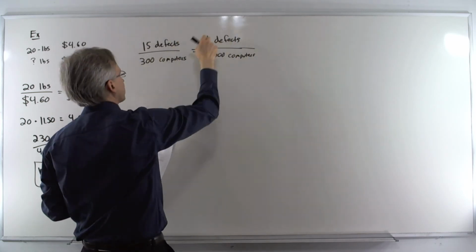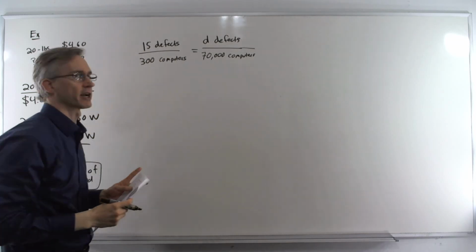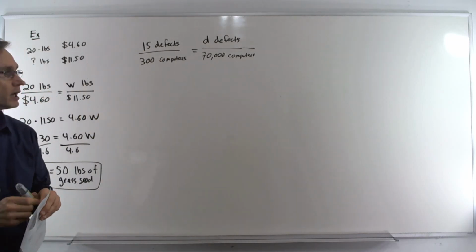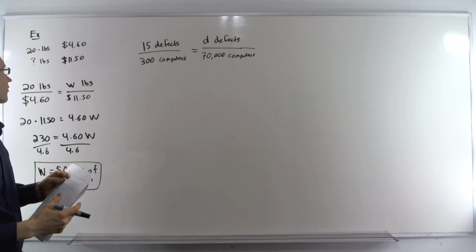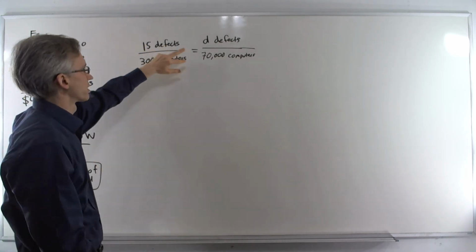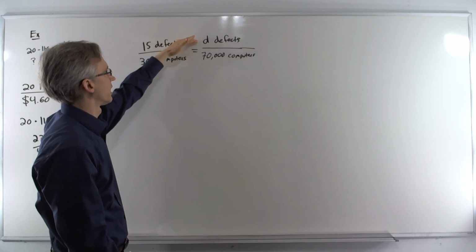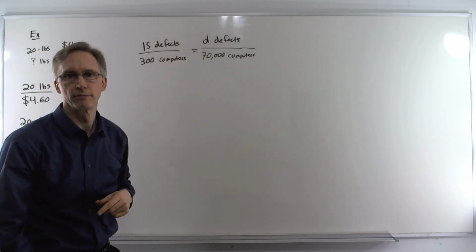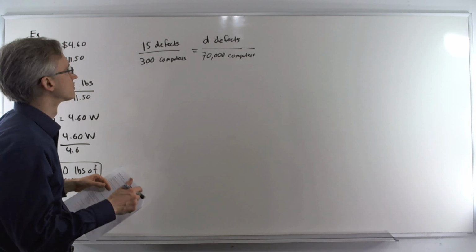All right, so we've got defects on top, computers on the bottom in both fractions, so it's set up correctly. Now, like I said in the first example, it doesn't matter. We could flip both of these fractions over so that computers are on top and defects are on the bottom. It'll work out either way.